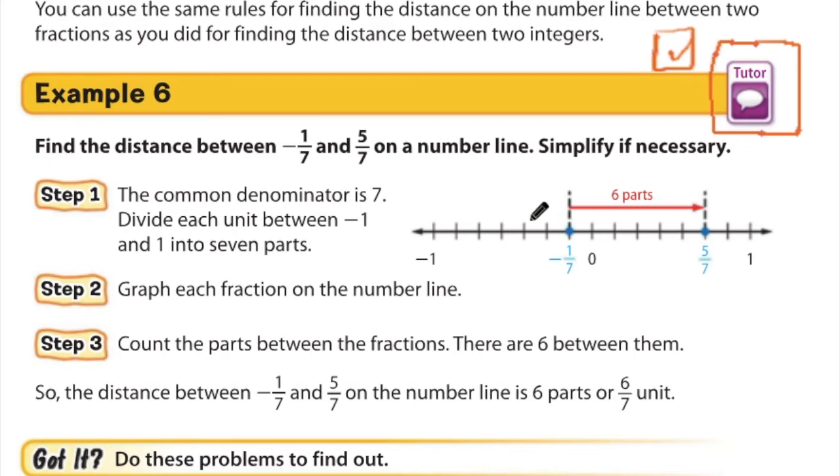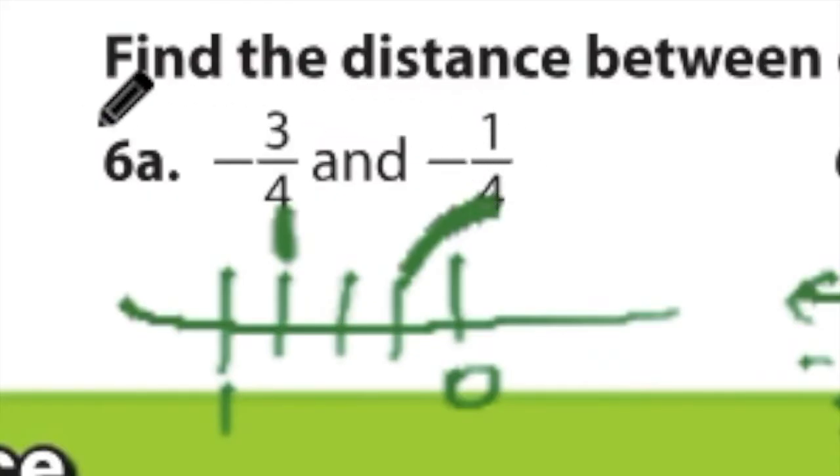For example 6, step 1, it is telling you to make a number line and graph the fractions on that number line. Sometimes that can be cumbersome to make all those tick marks, but it is a great way to help you visualize the problem and then count the parts between the fractions. So for the got it problems, I didn't go through and make all the tick marks on each of the problems. It was a little bit easier for 6a because it was divided into fourths.